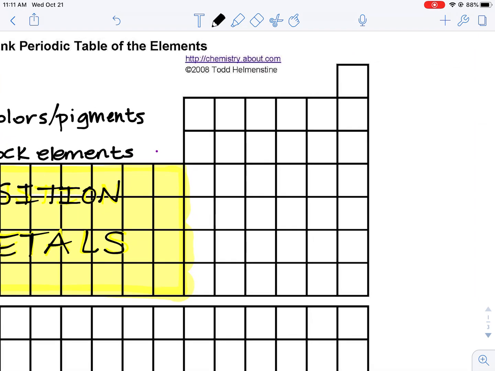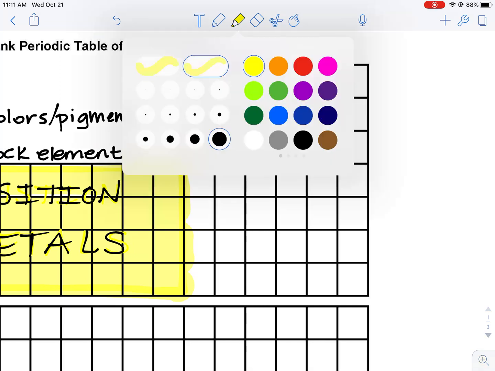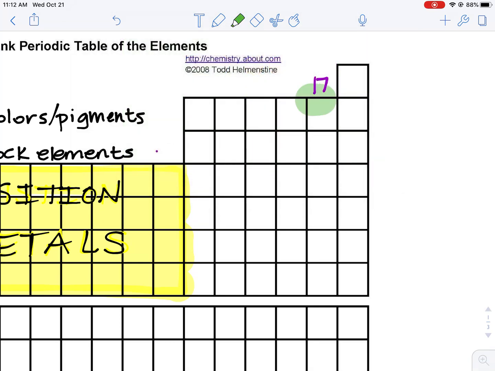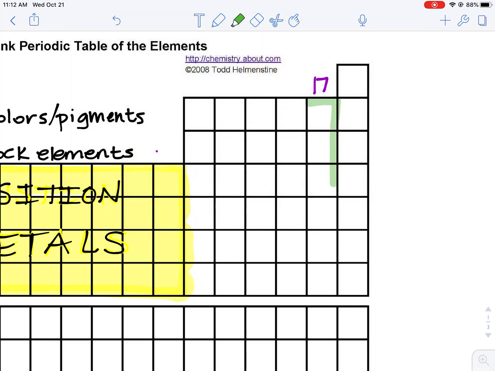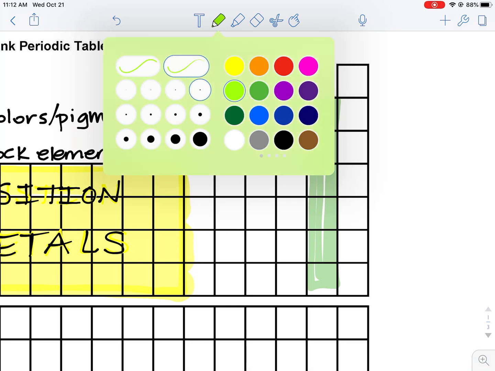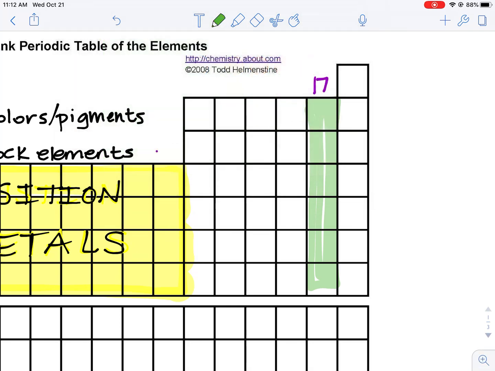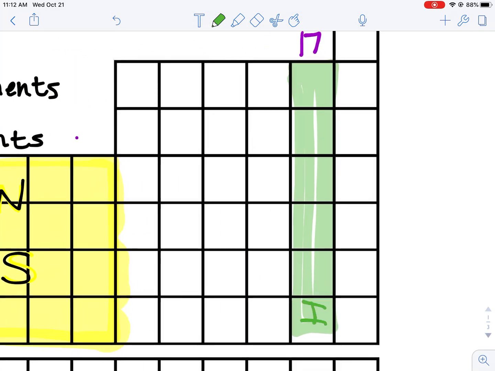The next special name that we're going to talk about is over here with the elements in group 17. The elements in group 17 have a special name. They're called the halogens. Halogens.